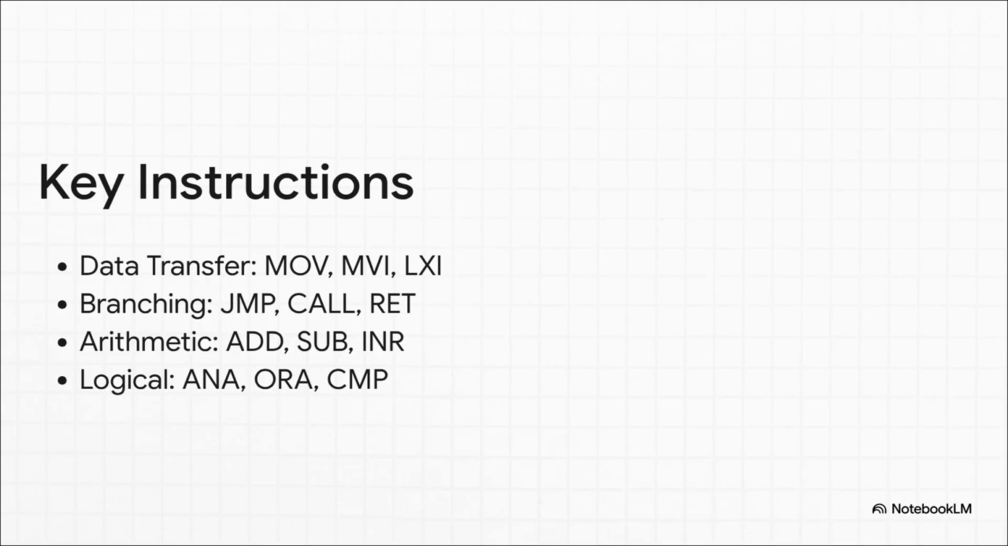Branching includes your JMP, CALL, RET, and hardware restarts like RST. Arithmetic gives you ADD, ADC for carry operations, SUB, and INR and DCR for incrementing or decrementing. Finally, logical handles all your bitwise operations, things like ANA, ORA, XRA, CMP, and rotating bits with RLC and RRC. Oh, and HLT just halts the machine entirely. Once you understand what a whole group is designed to accomplish, learning the individual commands is an absolute breeze.